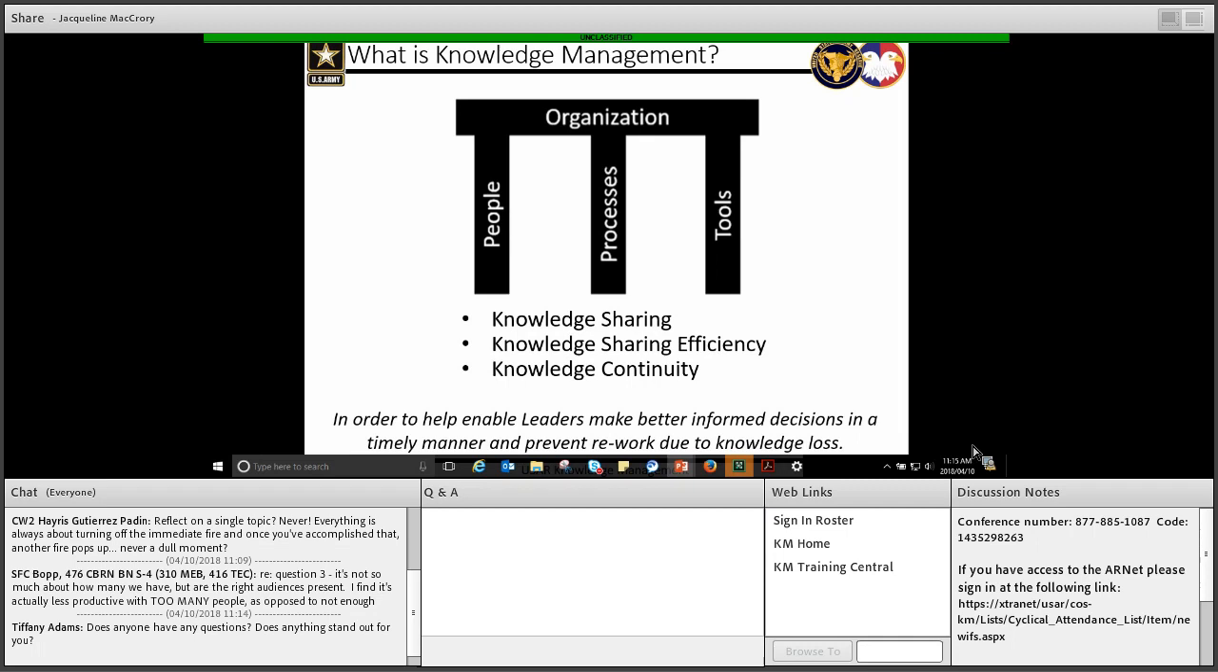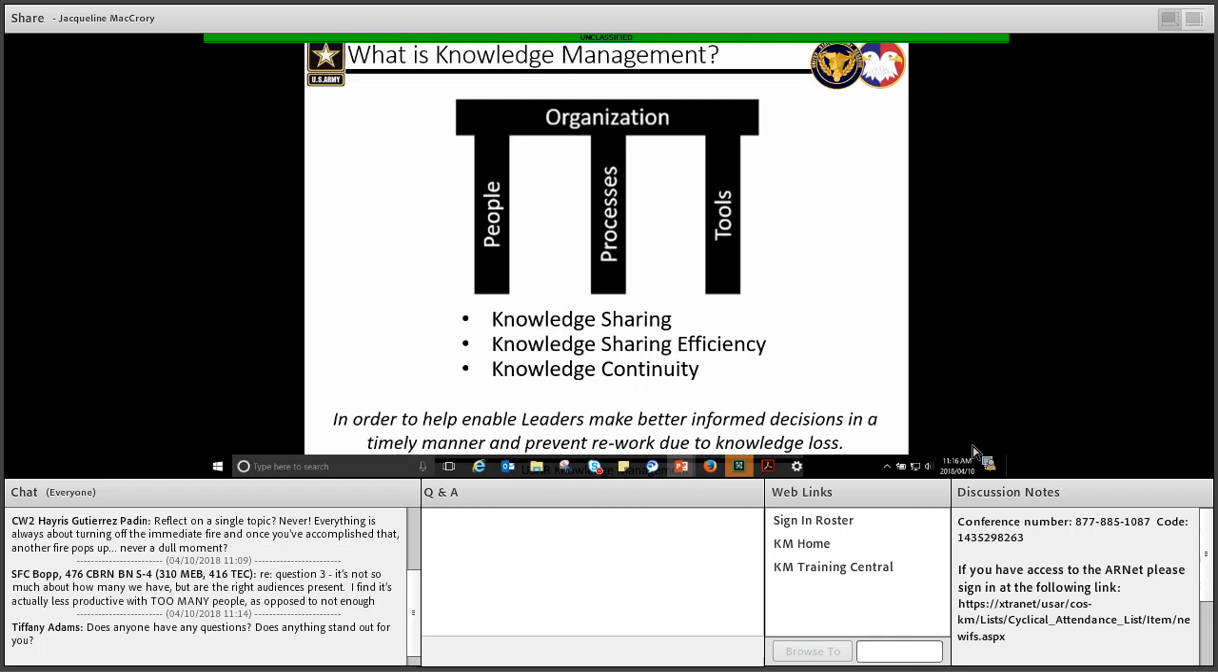And then our unspoken fourth bullet, that's the so what down at the bottom. The why of this slide is really that everything is coming together to help leaders make better informed decisions in a timely manner. And then we're preventing rework, so we want to prevent knowledge loss. That's the big takeaway from that. Are there any questions on APAN or in the room? All right.